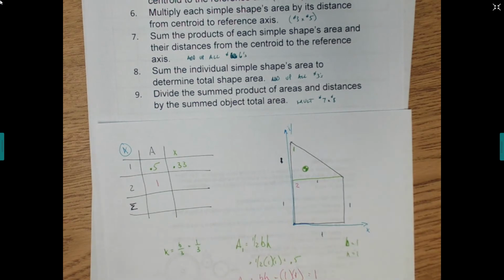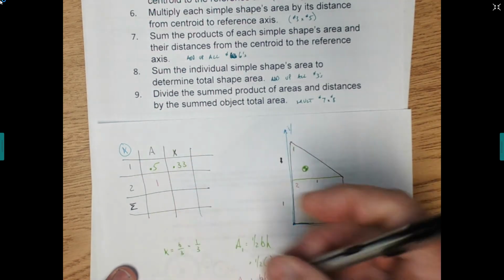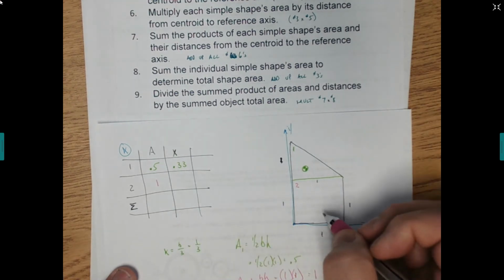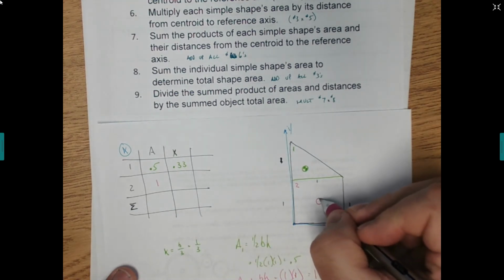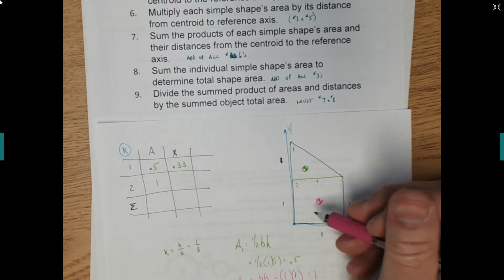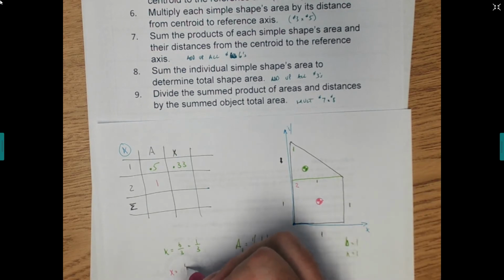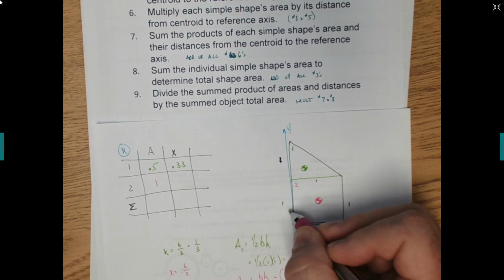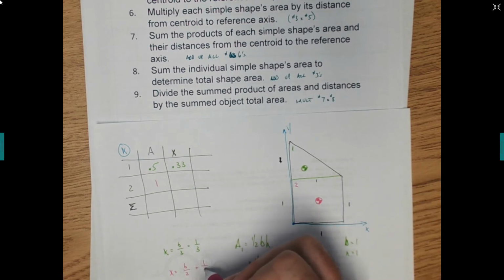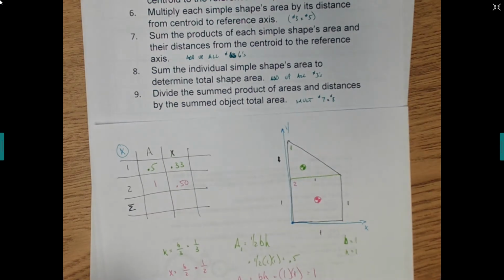Now I'm going to look at the x for my square, which is going to sit right in the middle right here. These are for the simple shapes, not the overall. So for this one, my x is just going to be my base over 2. So it's going to be halfway, 1/2, or 0.5. Okay, so that was our next step.